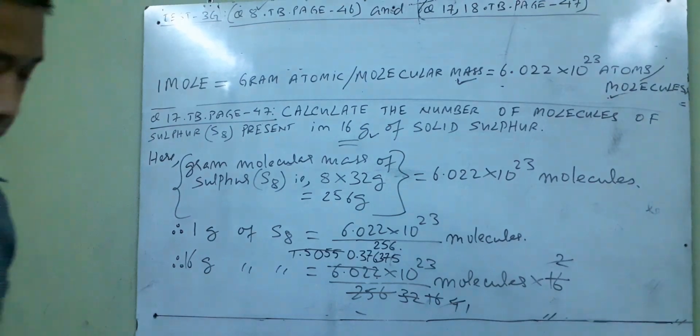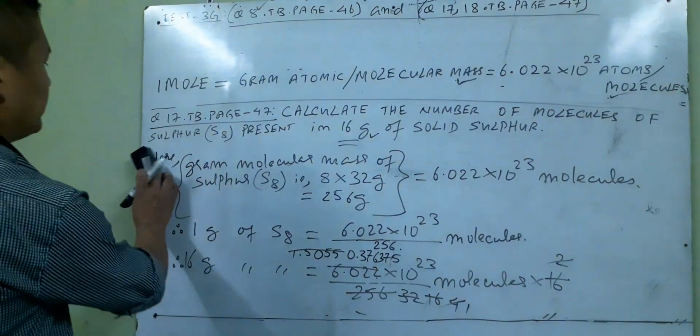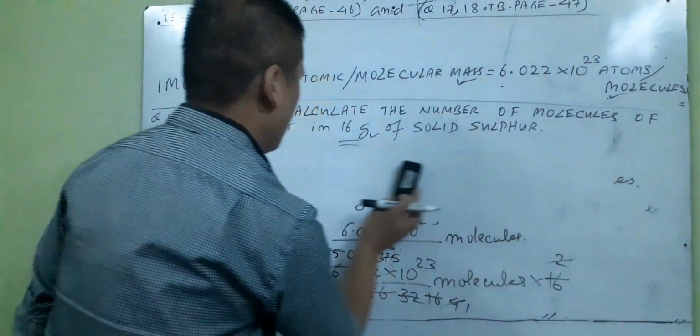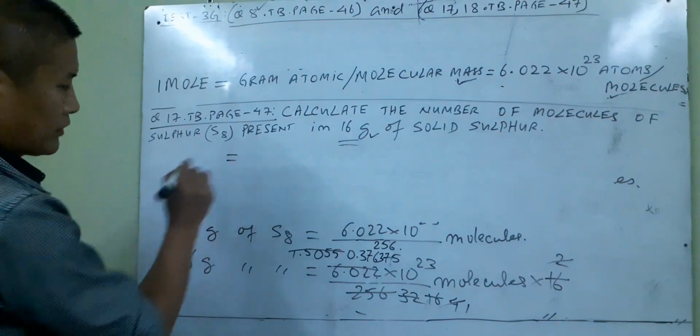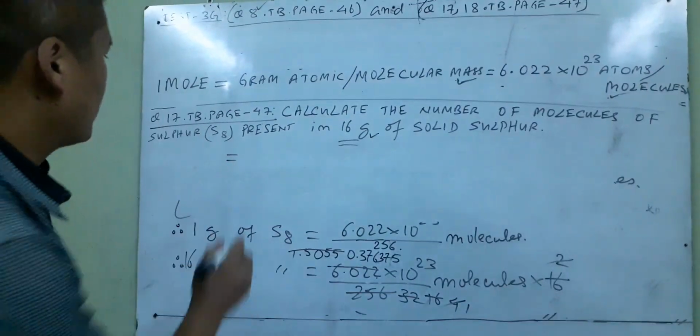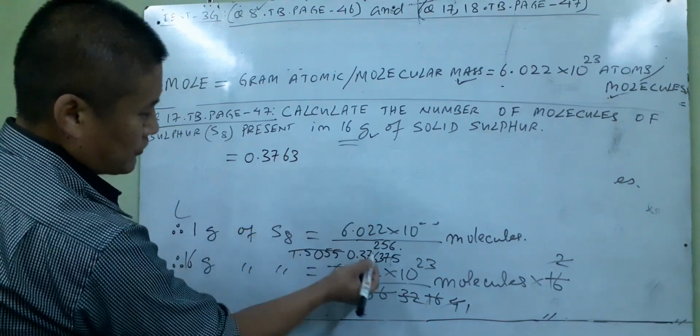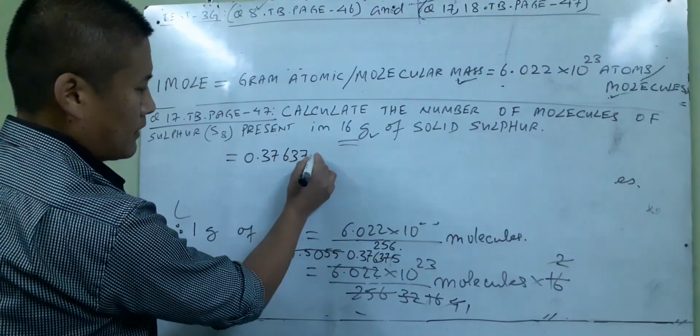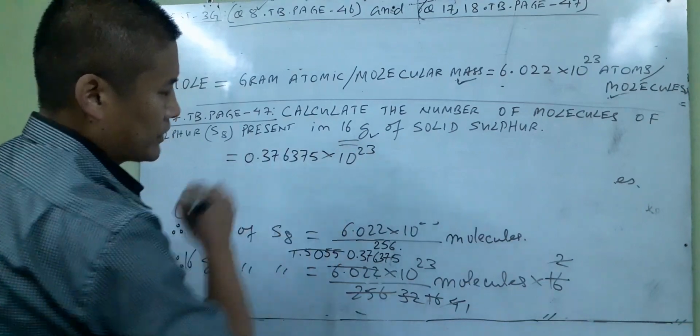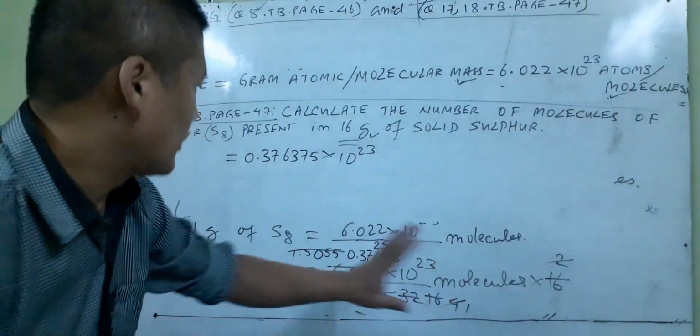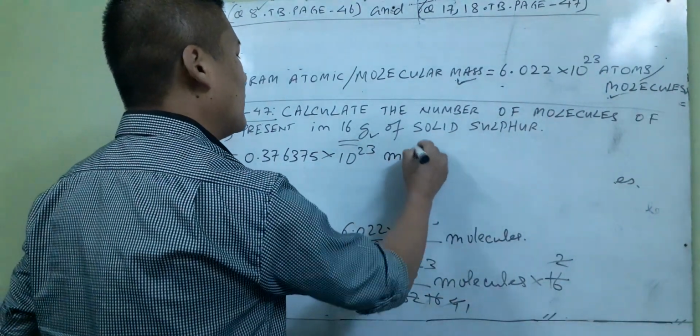This is 10 to the power 23. So our next step here, we're going to write equal to, just write the same thing so we'll have no confusion. 0.376375 into 10 to the power 23. We have here molecules. This is our answer.